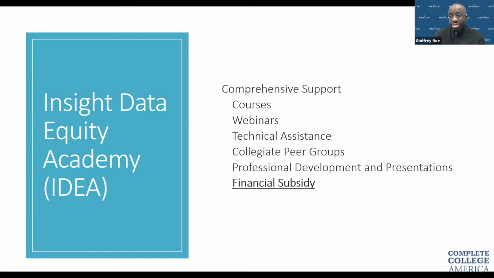So this is just a really important part of your institution developing the skill set necessary to use the PDP effectively. And finally, and importantly, we are excited to announce a financial subsidy, $2,000 the first year, $1,000 the second year, to support you in this, to put towards the PDP fee.